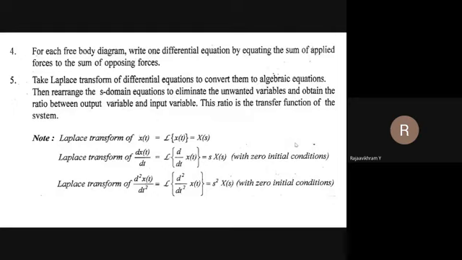Then the fifth point: you have to take the Laplace transform of the differential equation and convert it into an algebraic equation. Then rearrange the S-domain equations and eliminate the unwanted variables. Then determine the output variable divided by the input variable. This is our objective, to find the transfer function. Remember that the transfer function is very simple. What is the output of the system? What is the input of the system? Make a fraction, output by input. That is called the transfer function. A system will be given, and you have to find the transfer function.